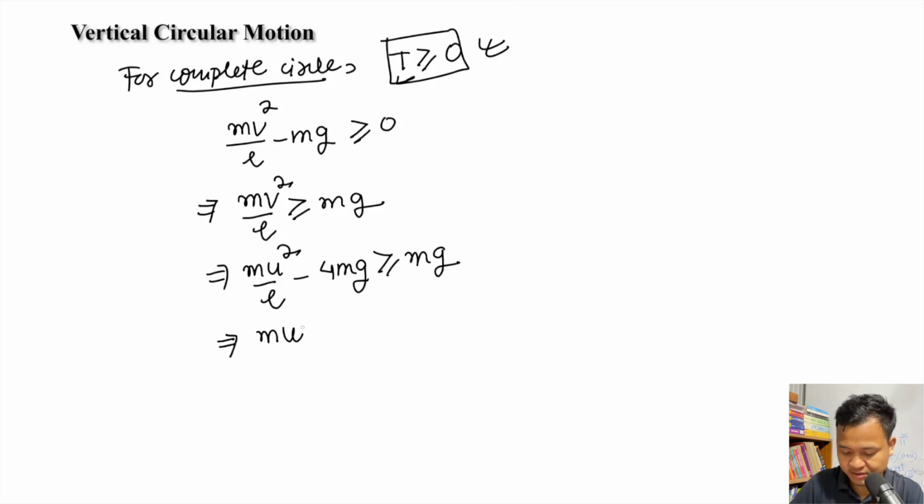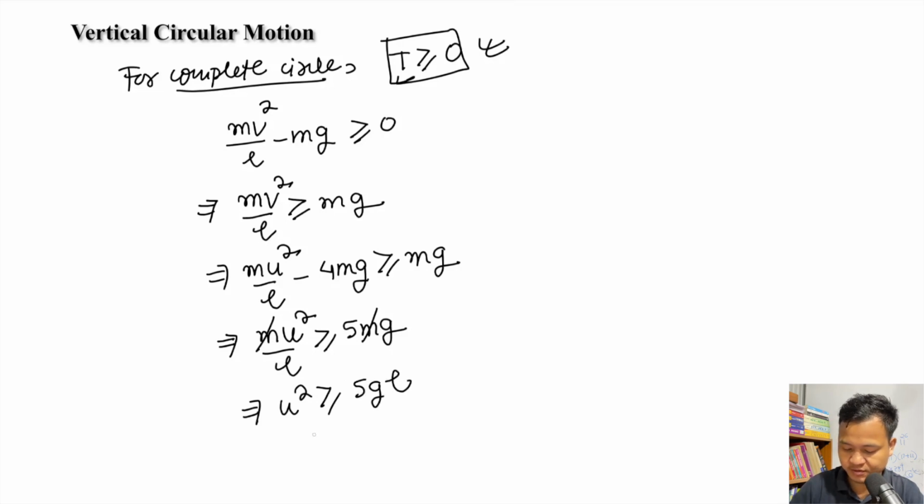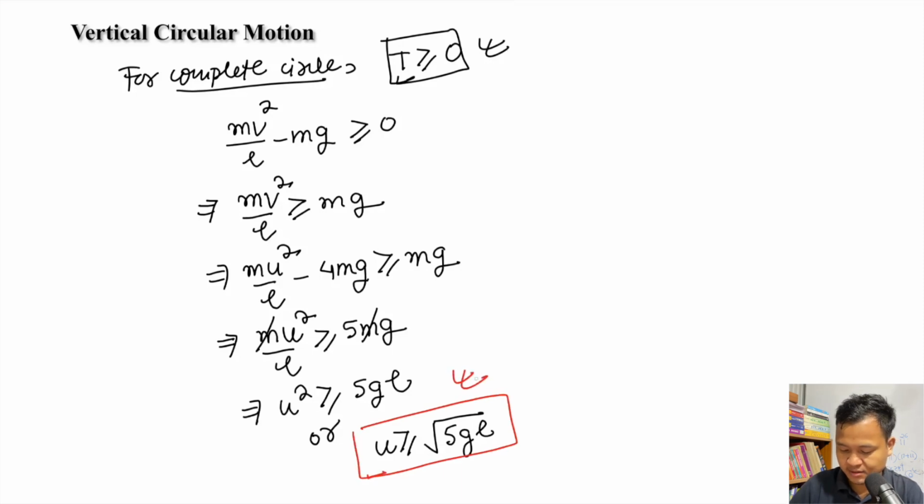Okay, transferring 4mg, mu square by L should be greater than or equal to 5mg. 4 plus 1 is 5, so the mass gets cancelled out. Final result: u square should be greater than or equal to 5gL. Or u should be greater than or equal to root over 5gL. Okay, so this is the minimum value of u at the bottommost point. At the bottommost point, the minimum is root 5gL, so it will complete a full circle.